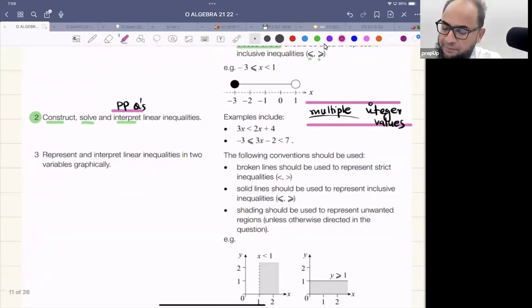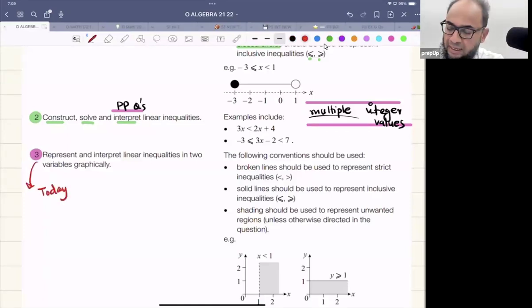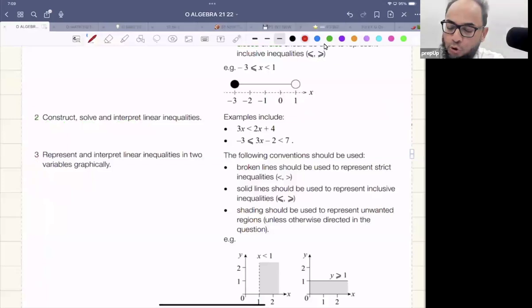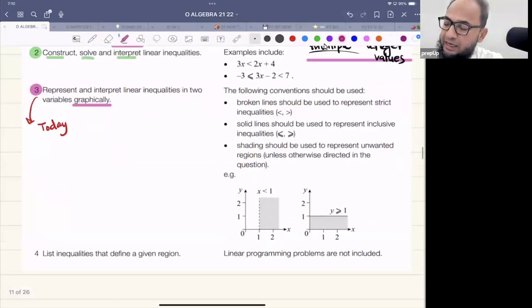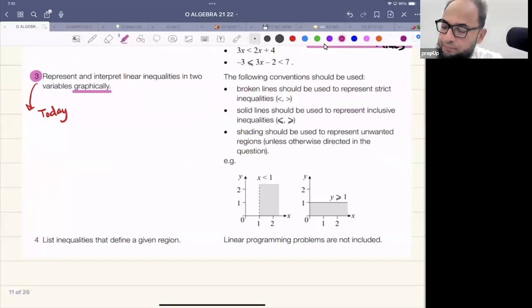Now the third thing is represent and interpret linear inequalities in two variables. This is for today. So this is what we are going to get started with today. Linear inequalities in two variables graphically. So now we will be drawing it on the graph. The following conventions should be used.